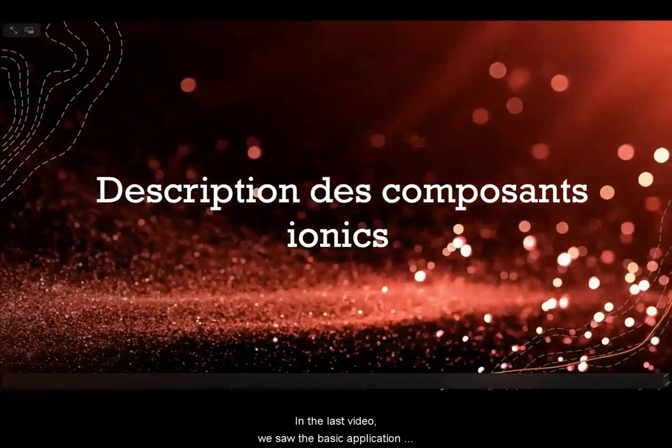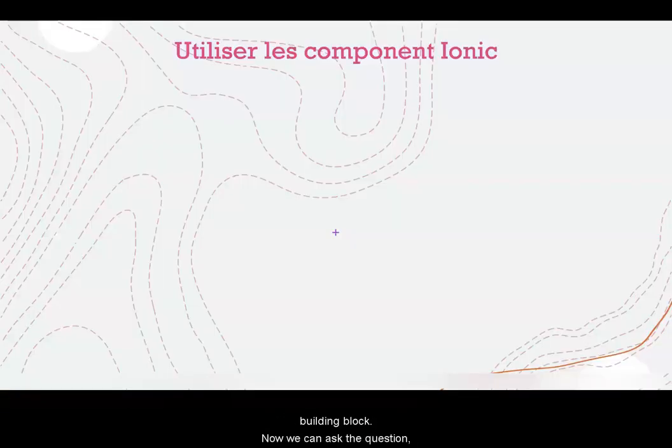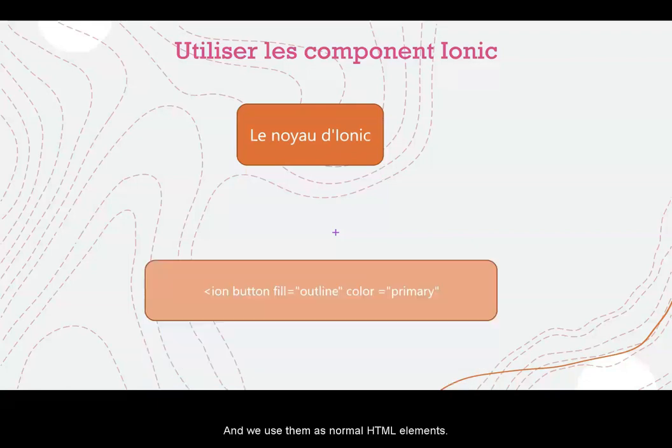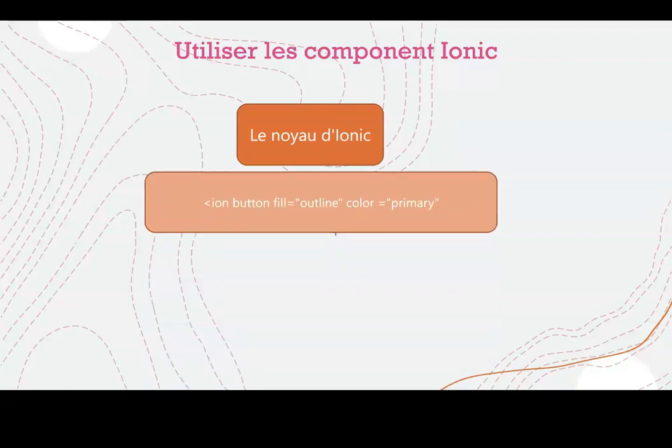In the last video we saw the basic application building block. Now we can ask the question, how can we use these components? In a project where we have imported this Ionic component library, there are different ways of importing, as you will also discover in this course. So in a project where we import this library, we have access to these Ionic core components. We use them as normal HTML elements.